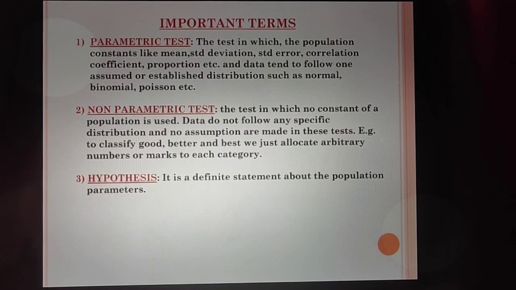The first ones are parametric test and non-parametric test, hypothesis, and other terms. I will discuss in detail what these terms are. A parametric test is one in which the population constants like mean, standard deviation, standard error, correlation coefficient, etc. are used, and the data tends to follow one assumed or established distribution such as normal, binomial, Poisson, or any other. In that category we use a parametric test.